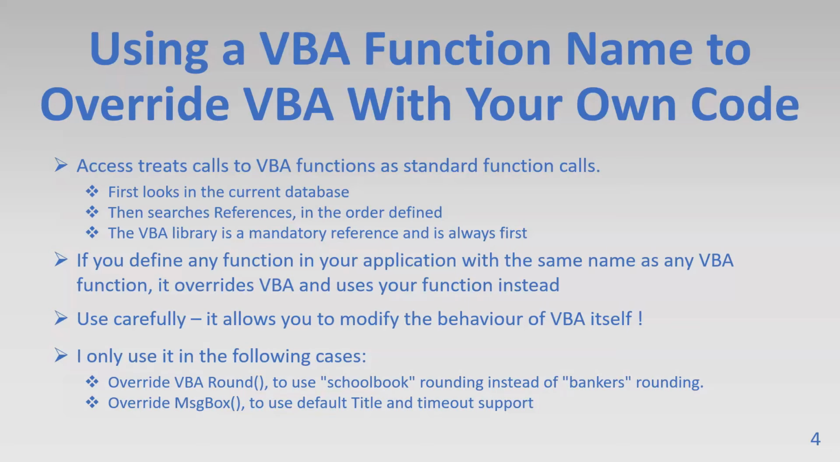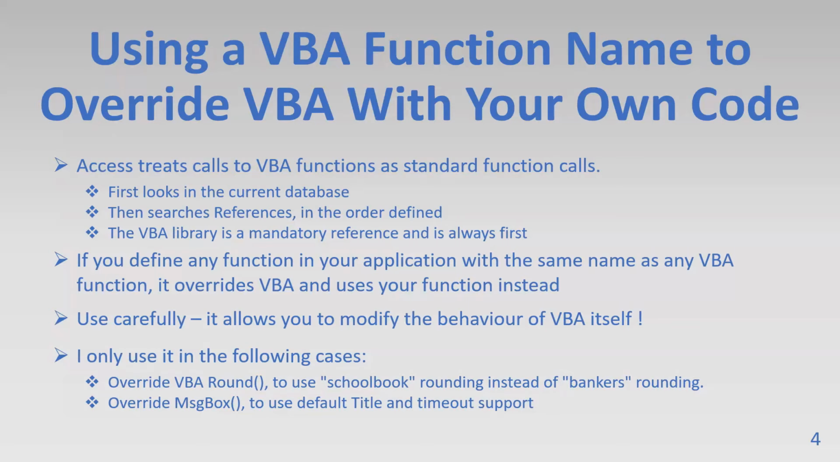And what I've done is I've replaced the VBA round function with schoolbook rounding so that my customers don't keep saying, why is your rounding function rounding so odd? And just by putting round in and using the same function name as VBA, I've overridden the behavior throughout all my Access applications. And then I've done the same thing with message box. I only did this a couple of years ago. The reason that I did it was that in my code, when you call message box, you have to specify the title or it will use Microsoft Access.